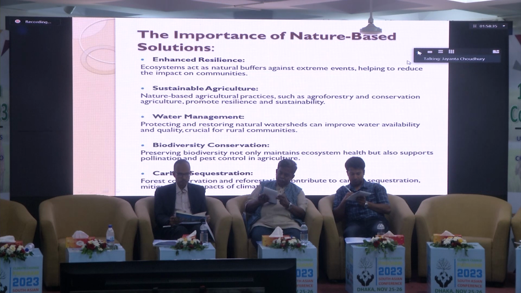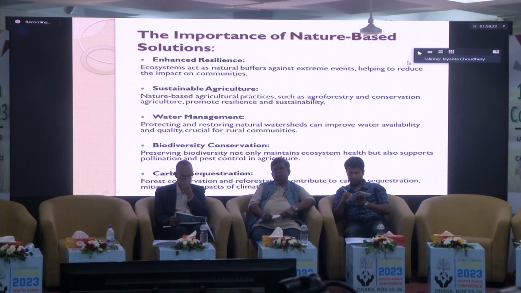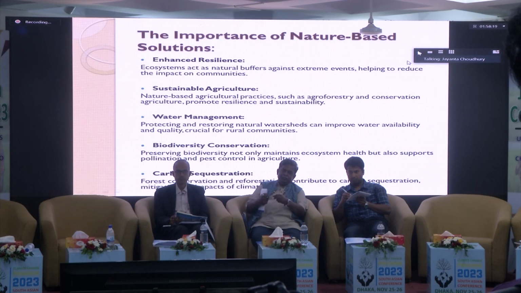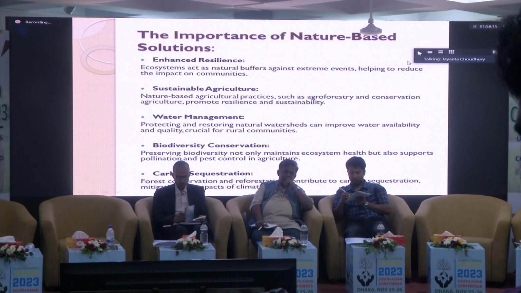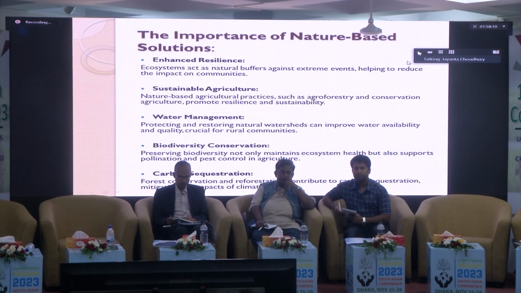What we earlier used to do, we forgot all those things and came to more mechanical methods, more pesticides and other things. Now people are trying to come back to nature-based agriculture practices. Third is again water management. Protecting and restoring the natural watershed can improve water availability and quality, which is crucial for rural communities. So water management, even watershed management, how best we can conserve.